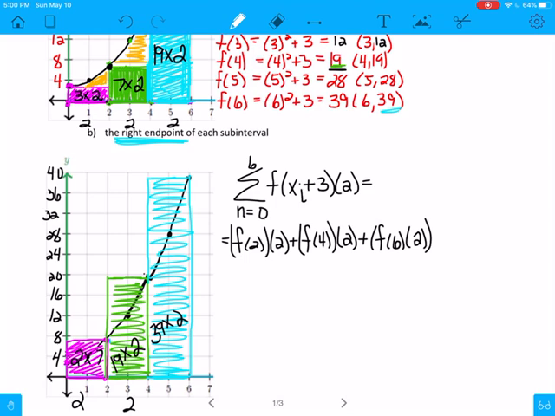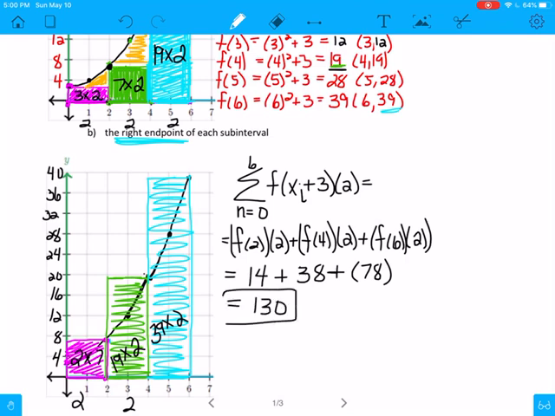So f of 2 times 2 is actually 14, because it's going to be 7 times 2. F of 4 times 2 is 38, because it's 19 times 2, because f of 4 is 19. And then f of 6 times 2 is going to be 39 times 2, which is 78. Don't know why I just put in brackets. You're welcome. Okay, when I add all those up, I get 130.